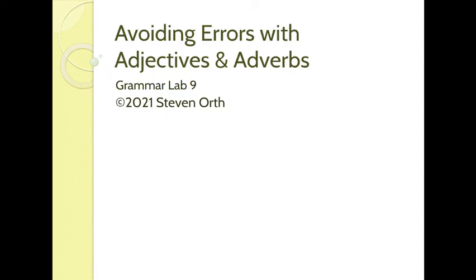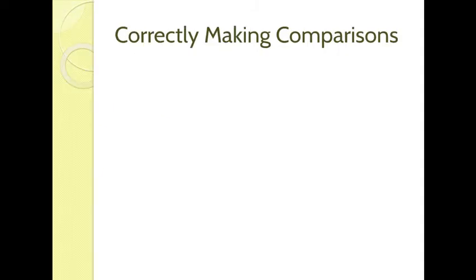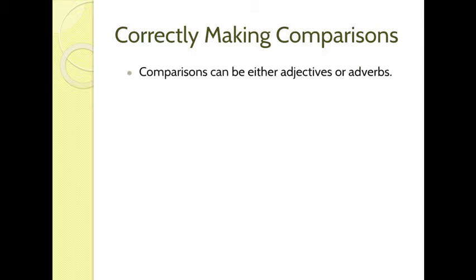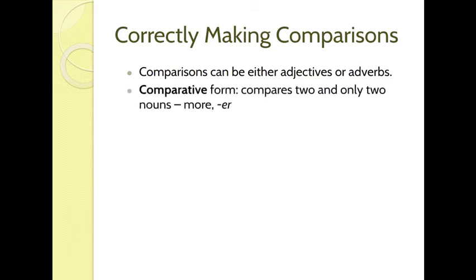All right, avoiding errors with adjectives and adverbs. So to correctly make comparisons, we have to actually do more counting. It's not as simple as simply choosing the ER or EST. There's a little more to it than that. So for example, we have to remember that comparisons can be either adjectives or adverbs. That's why we did that lesson already. Comparative form. When we use that form, it compares two and only two of something. It's not more than two, it's not less than two, it's always two and only two. So the comparative form is usually the more or the ER form of the word.